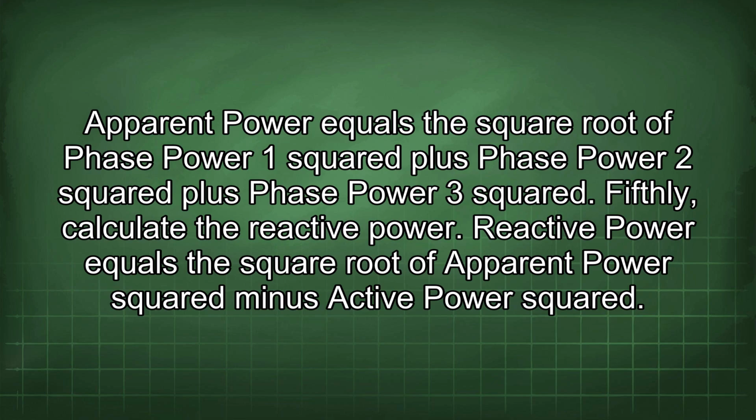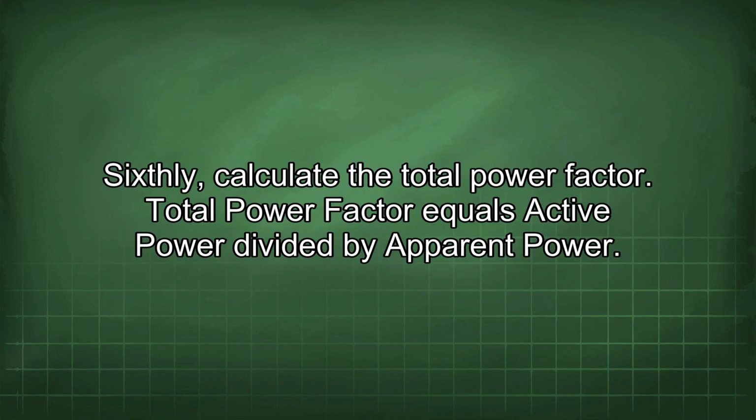Fifthly, calculate the reactive power. Reactive power equals the square root of apparent power squared minus active power squared. Sixthly, calculate the total power factor. Total power factor equals active power divided by apparent power.